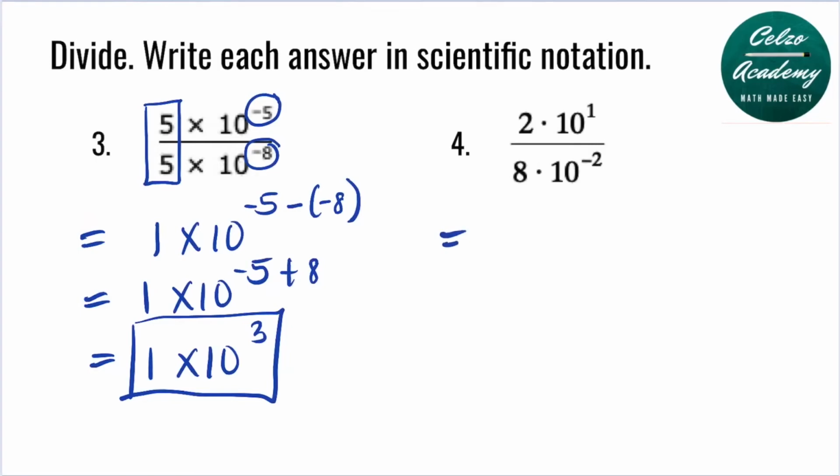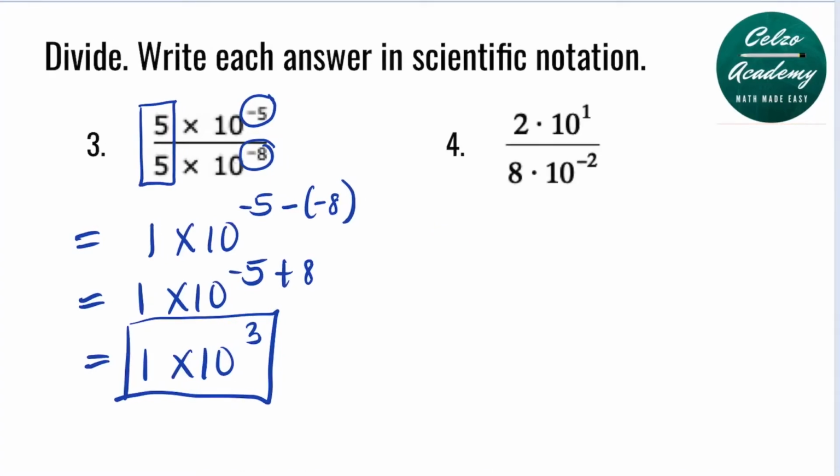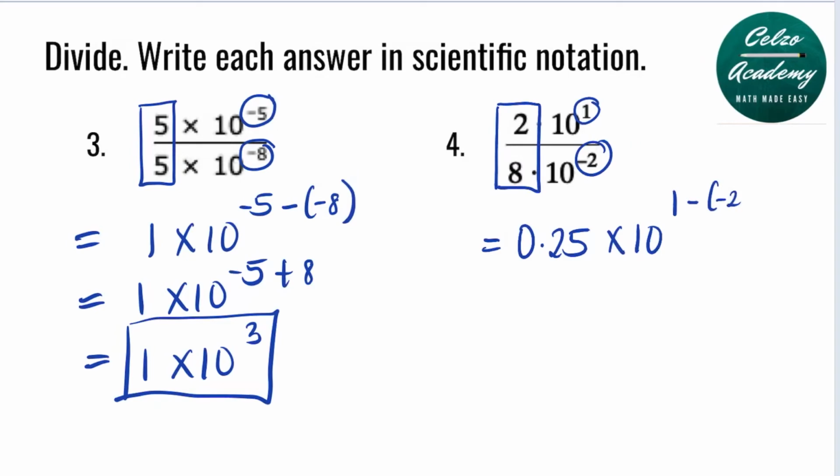Question number 4. 2 times 10 to the first power divided by 8 times 10 to the power of negative 2. The first thing that we need to do here is divide 2 divided by 8. And 2 divided by 8 is the same thing as 1/4 or 0.25. Now we will subtract the powers 1 and negative 2, and we have times 10 to the power of 1 minus negative 2. Simplifying this, we have 0.25 times 10 to the power of 1 minus negative 2, which is the same thing as 1 plus 2, and that is 3.